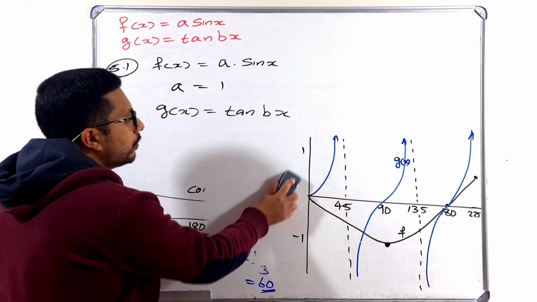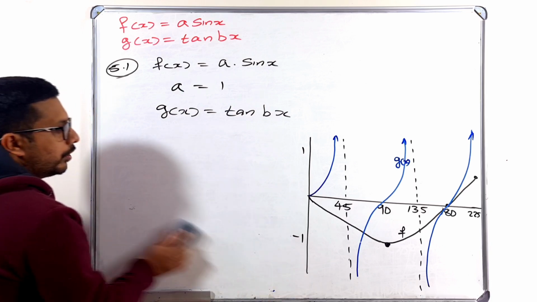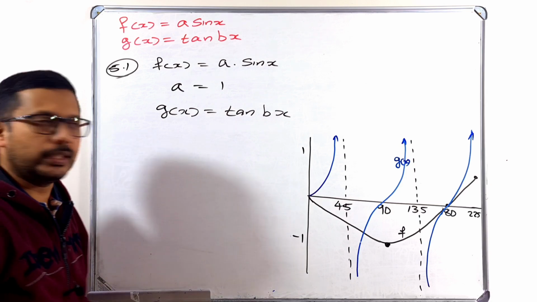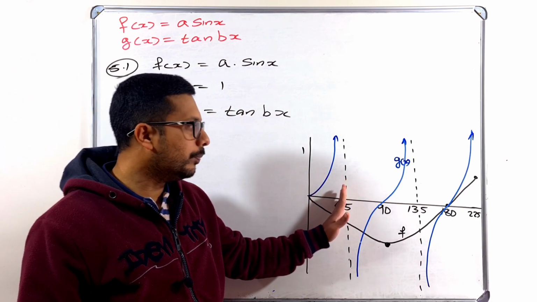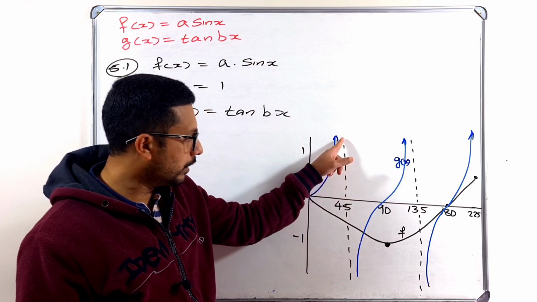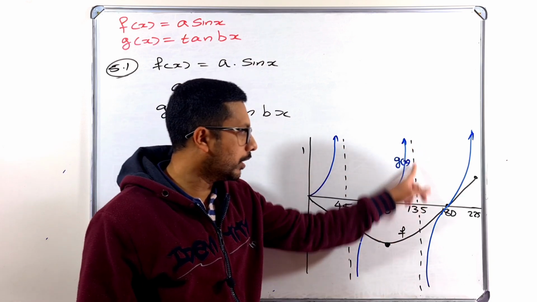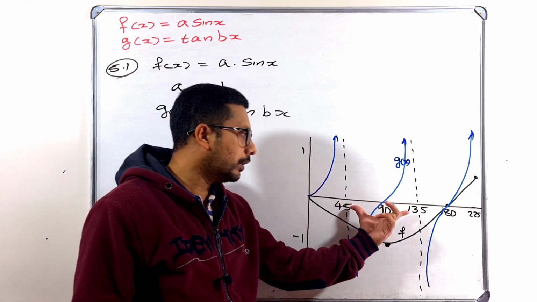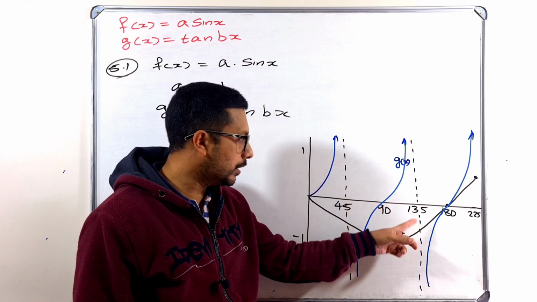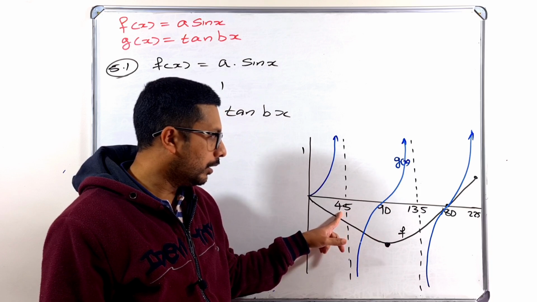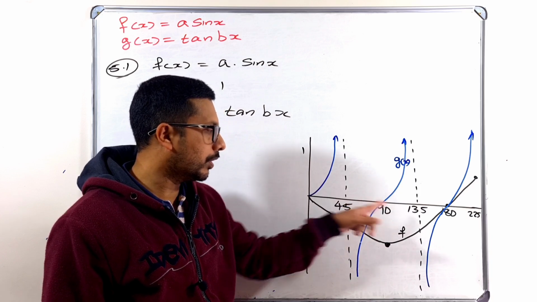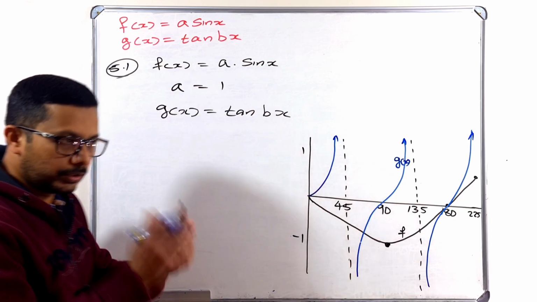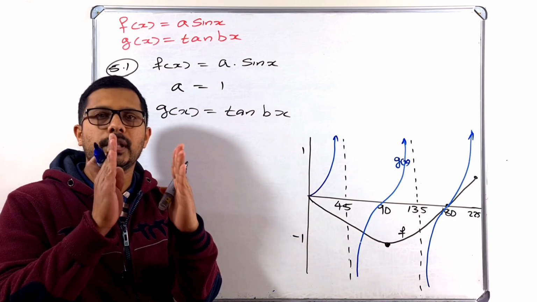Now from the graph, how can you find the period? I'm talking about the tan graph. Period is in between two asymptotes. Here you can see that 45 is one asymptote and 135 is another asymptote. So what is period? The gap between these two asymptotes. That means 135 minus 45. What is that? It is 90. So the gap between two asymptotes, that's the period from the graph.